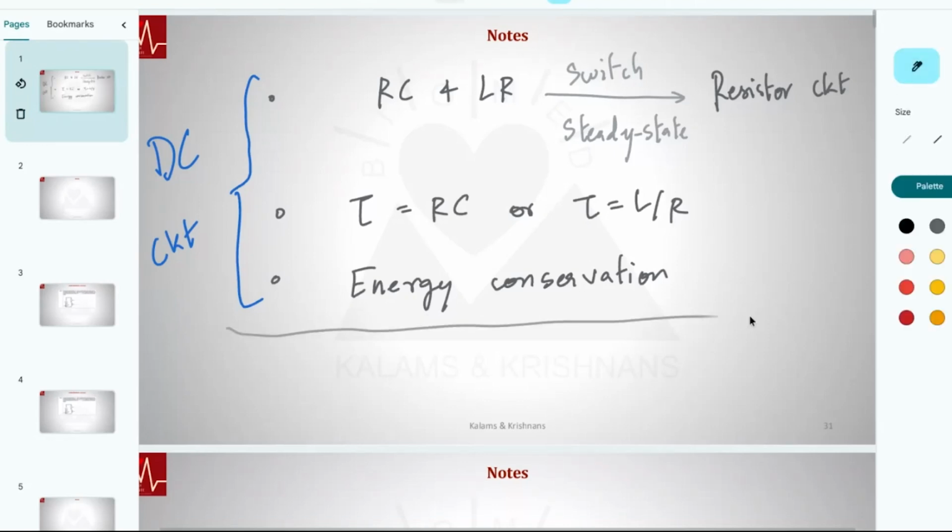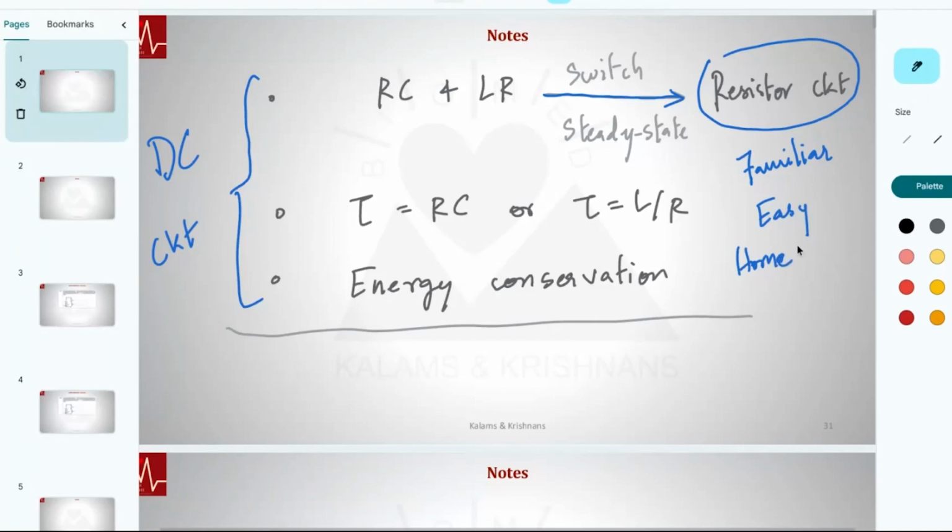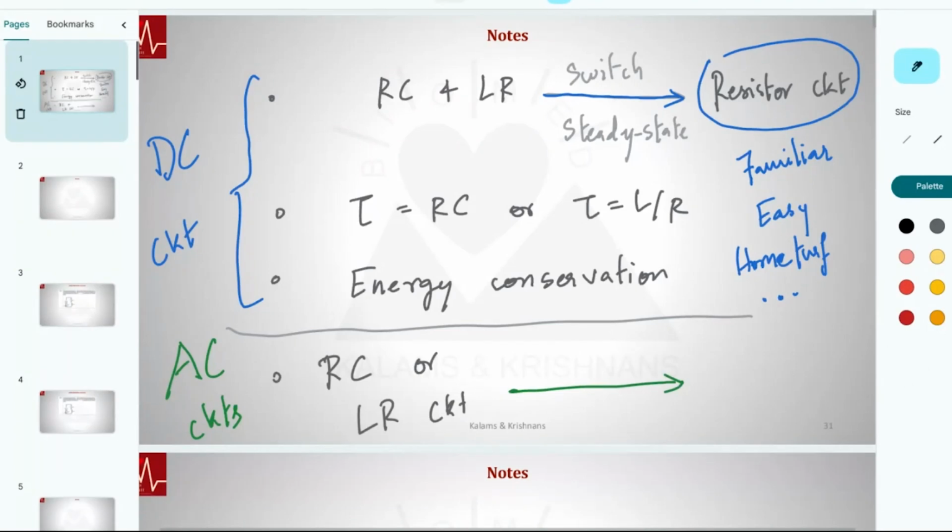Now, what you should recognize is that when we made this transition, it is familiar ground, easy, home turf. It might have been a hard or moderate problem, but the moment it's a resistor circuit, it's very familiar and easy. In the case of AC circuits, we have an RC or RL circuit. You know what this reduces to? This again reduces back to a resistor circuit. There is something in this arrow that makes it a resistor circuit. Does anyone know what that arrow is? With that simple change, you are into familiar, easy, home turf.